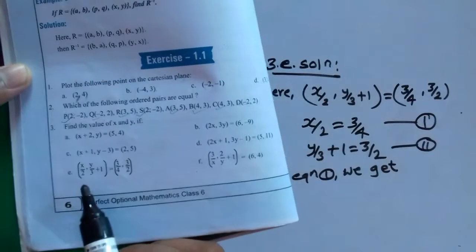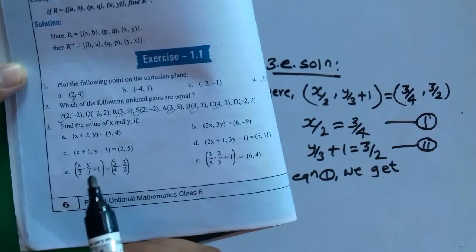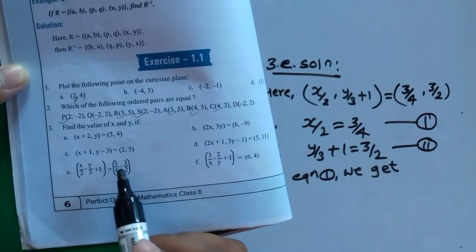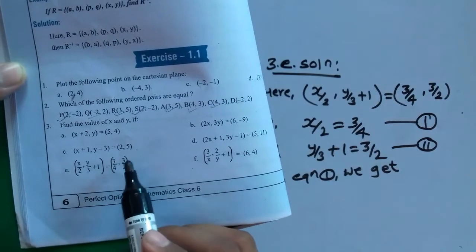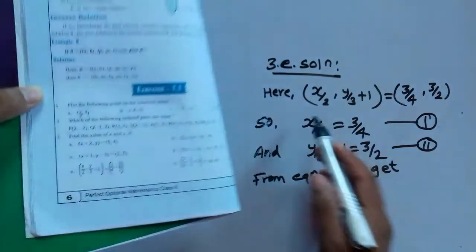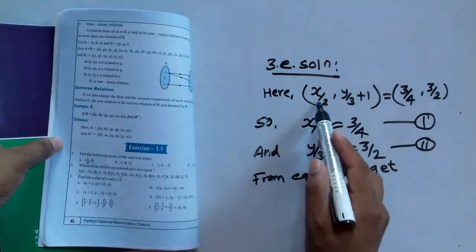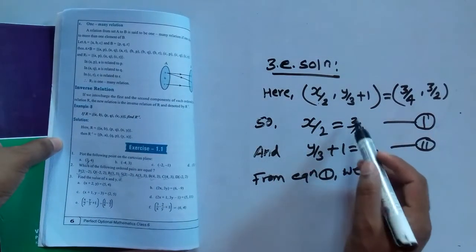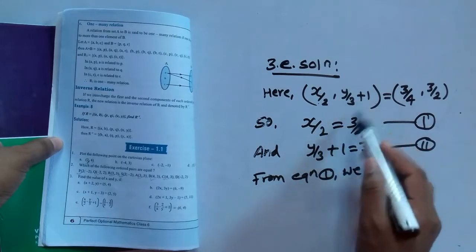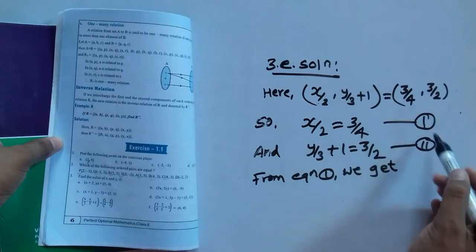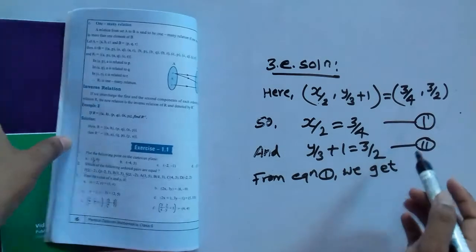We are going to do question number 3e. (x by 2, y by 3 plus 1) is equal to (3 by 4, 3 by 2). Here I have already written it. So the first element equals the first element written here, which gives equation 1, and the second element equals the second element of both ordered pairs, which makes equation 2.